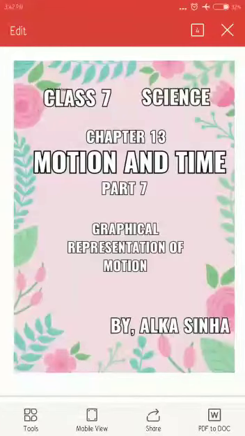Good morning, students. In the last class, we had discussed measurement of speed, measurement of distance, and measurement of time, and about pendulums, etc. Today, we will discuss graphical representation of motion.